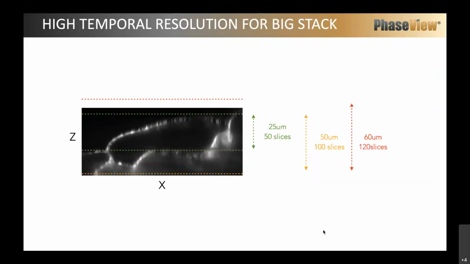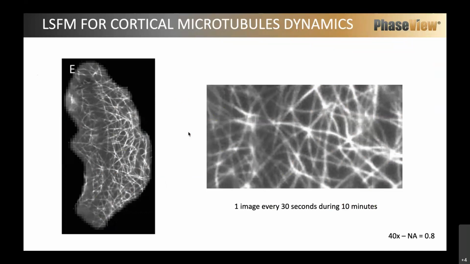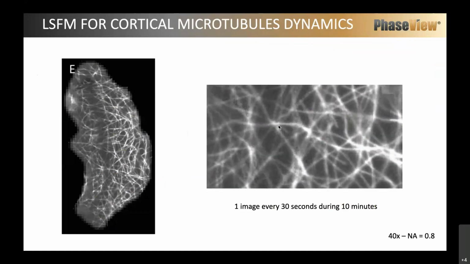If I come back to my image with my cells and I want to image them in a time lapse, I can do that with the light sheet on the Alpha 3 microscope. Something I did during my PhD is this: the goal is to follow microtubule dynamics during time. Here I will show you one video of microtubule behavior. It's a time lapse of 10 minutes and I took one image every 30 seconds. Here you can see the dynamics of microtubules.